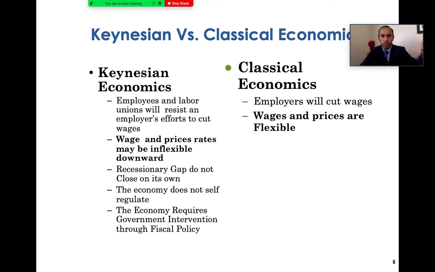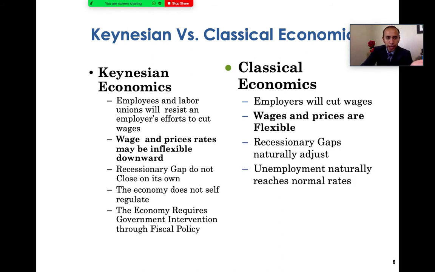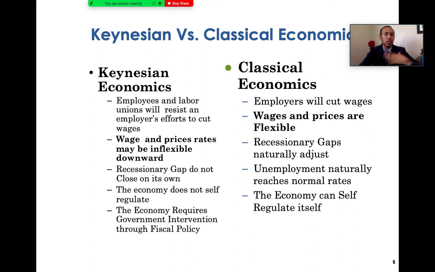Sometimes prices adjust when companies have developed different products already in the making, but prices are pretty stable and wages are pretty stable. Recessionary gaps, according to the classicals, naturally adjust through the natural adjustment process of the economy, and unemployment will self-correct and reach normal rates. The classicals believe the economy can self-regulate and heal from a downturn. The market knows best, so leave it alone.